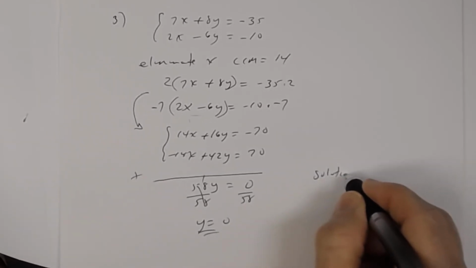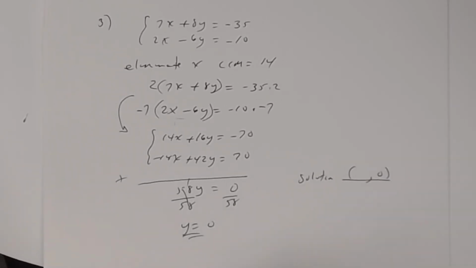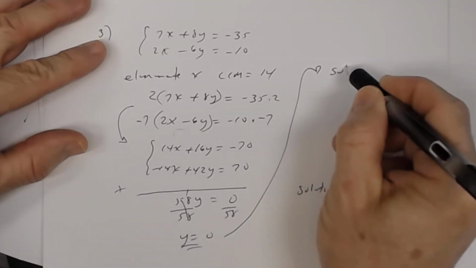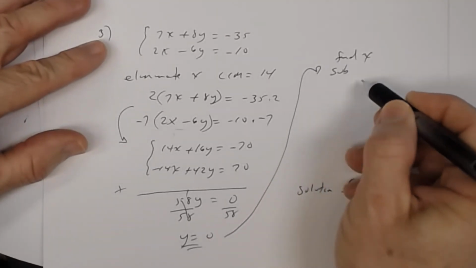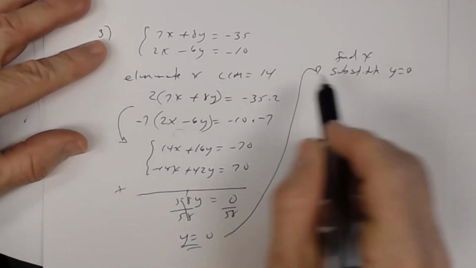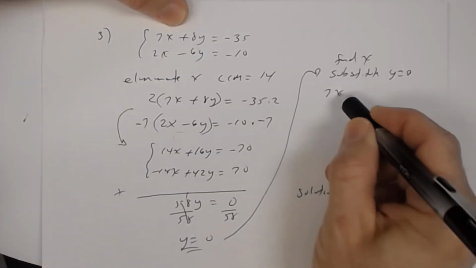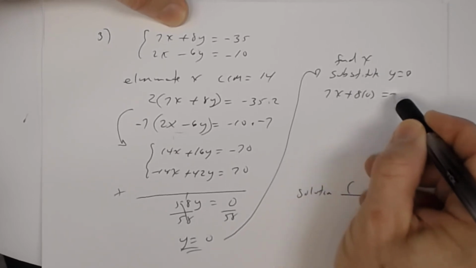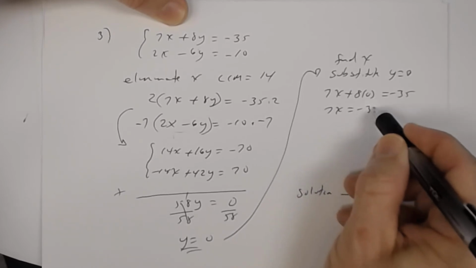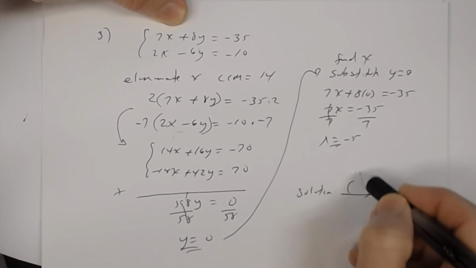So in your solution, your y coordinate is 0. And so to find the x coordinate, you go back and you're going to substitute. So to find x, you're going to substitute y equals 0 into one of these equations. It does not matter which one. I'm going to use the first one. So 7x plus 8 times 0 equals negative 35. 8 times 0 is 0, so I get 7x equals negative 35. Divide both sides by 7. I get x to be negative 5.